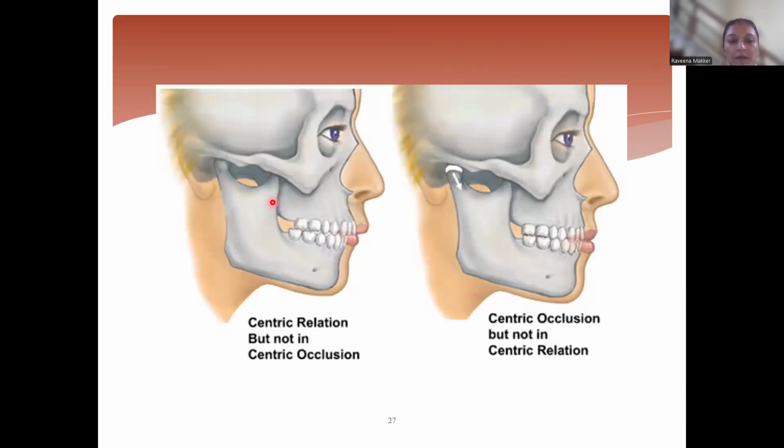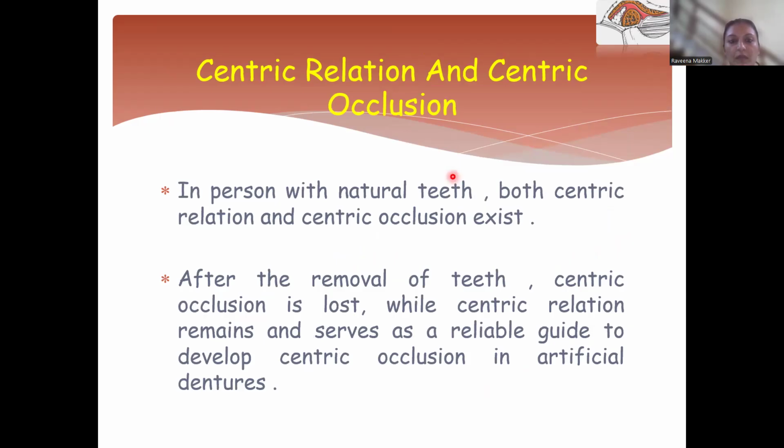Now, as you can see in this figure, the condyle is in centric relation, but not in centric occlusion, whereas the teeth are in centric occlusion, and the condyle is not in centric relation. In persons with natural teeth, both centric relation and centric occlusion exist. After the removal of teeth, centric occlusion is lost, while centric relation remains and serves as a reliable guide to develop centric occlusion in artificial dentures.